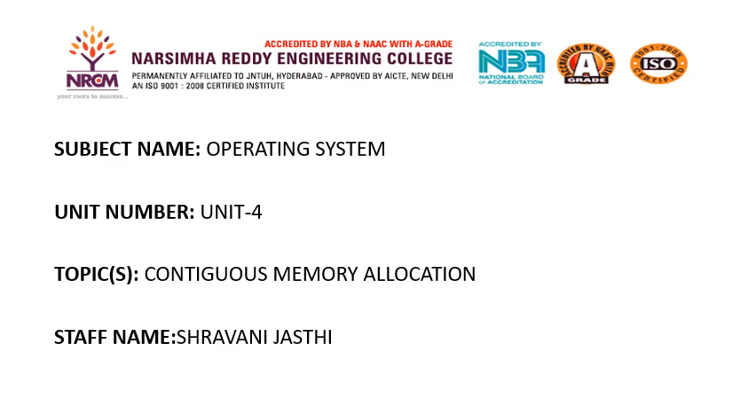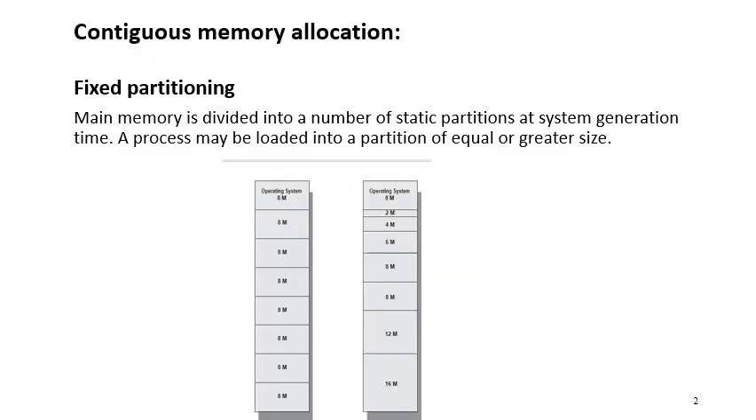This is Shravani and I am going to explain Operating Systems Unit 4, and the topic is Contiguous Memory Allocation. Before going into it, what is Contiguous Memory Allocation? It is a memory partitioning technique. The main memory will be partitioned in two ways: one is single partition allocation and the second is multiple partition allocation.